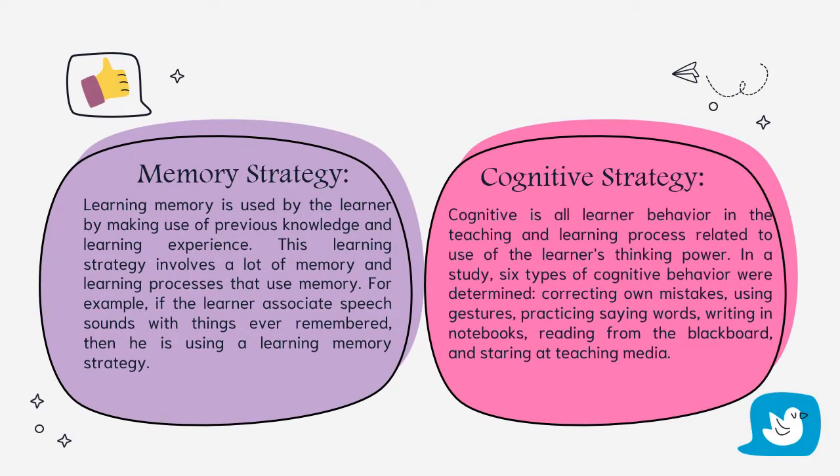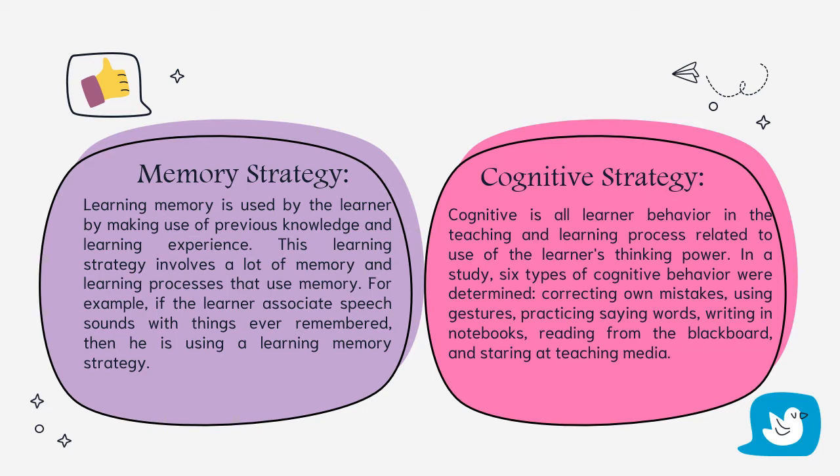First, memory strategy. Learning memory is used by the learner by making use of previous knowledge and learning experience. This learning strategy involves a lot of memory and learning processes that use memory. For example, if the learner associates speech sounds with things ever remembered, then he is using the learning memory strategy.